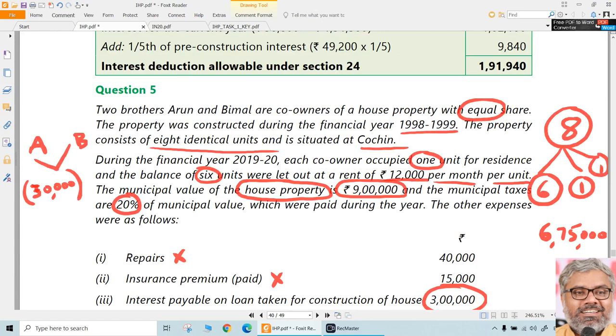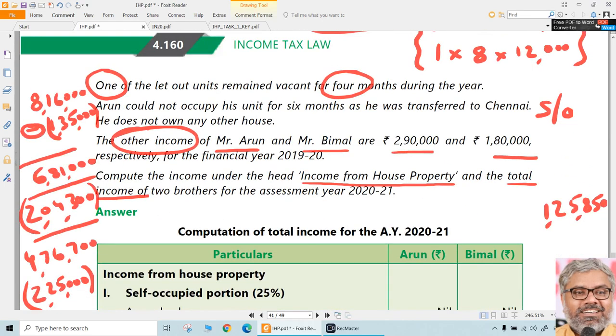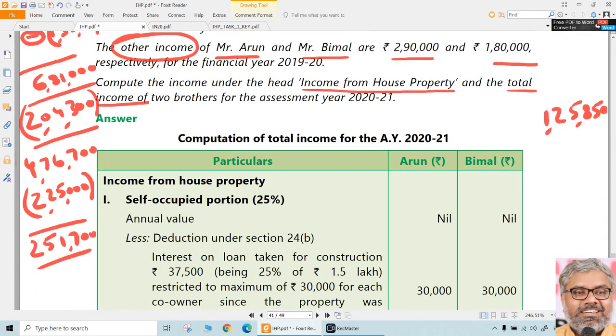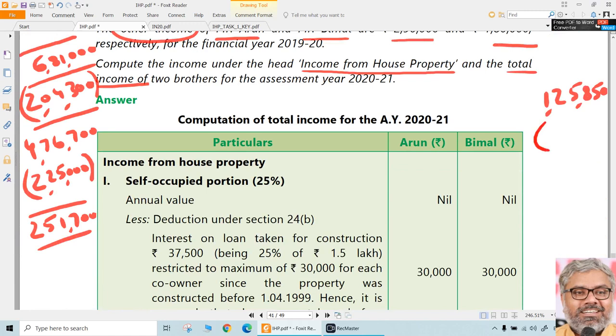But earlier 30,000 they can claim as reduction for the self-occupied portion. By the way, that was negative. So 30,000 if you reduce from it, both of them can claim that. So how much will be the income from house property net after setting off both loss and profit? 95850.